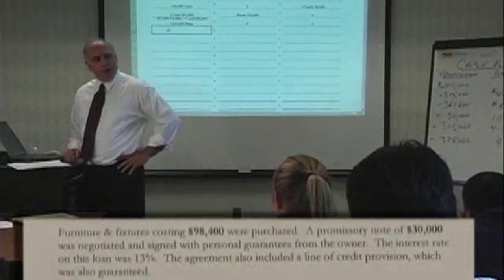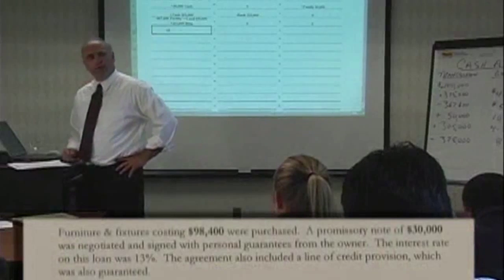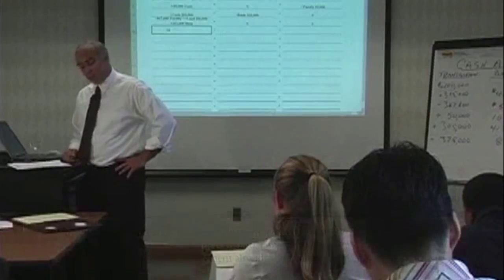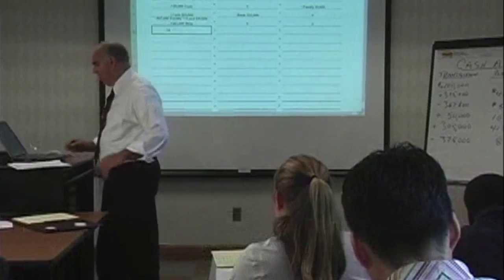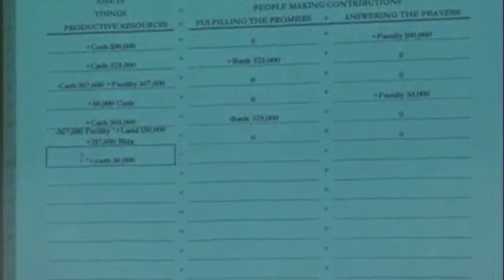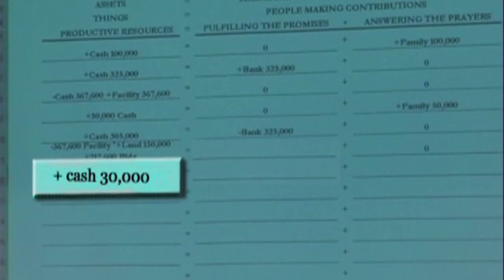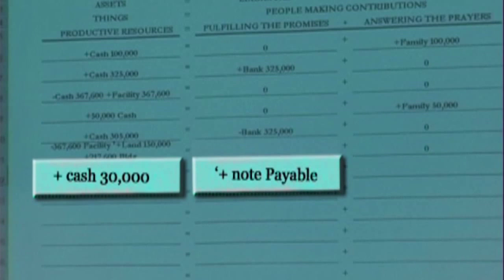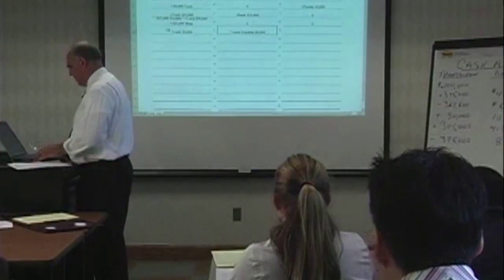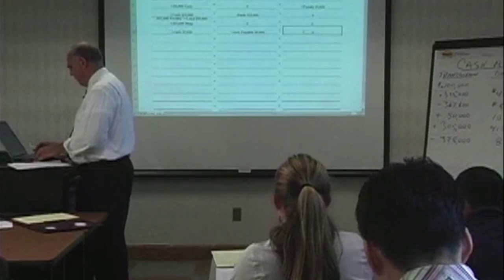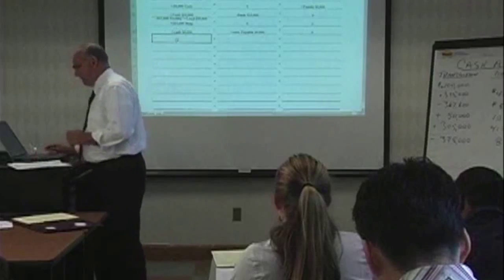Oh, a promissory note of $30,000 was negotiated and signed for with personal guarantees from the owner. All right, so we got another $30,000 in cash and a note payable, a promissory note, signed with personal guarantees from the owner. That sounds like a promise. So now we have a note payable in the amount of $30,000, which keeps that entry in balance, no entry in the equity column.